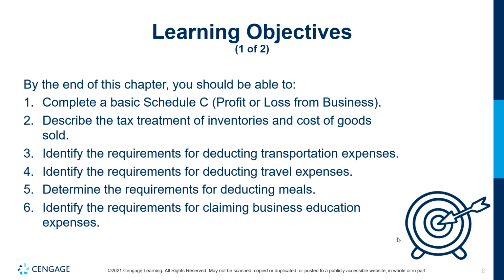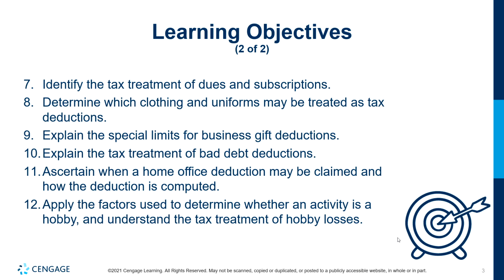4. Identify the requirements for deducting travel expenses. 5. We're going to determine the requirements for deducting meals. 6. We're going to identify the requirements for claiming business education expenses. I can already tell some of these may be a little short. 7. We're going to identify the tax treatment of dues and subscriptions. 8. Determine which clothing and uniforms may be treated as tax deductions.